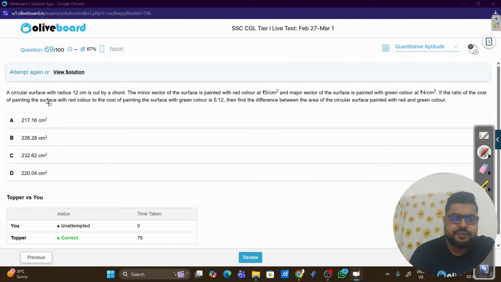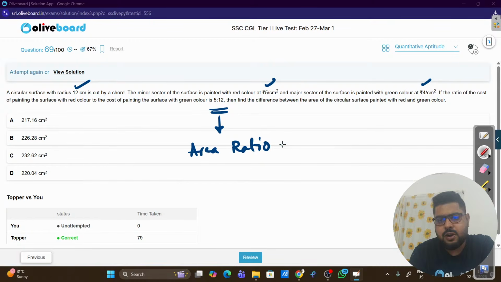Next one, please. A circular surface of some radius is cut by a chord. The minor sector surface is painted red at this rate, and the major is green at this rate. The painting cost ratio is 5 is to 12. Sir, if that is the painting cost ratio, then what is the area ratio? The area ratio will be the cost ratio divided by the unit cost of painting. So this is 1 is to 3.